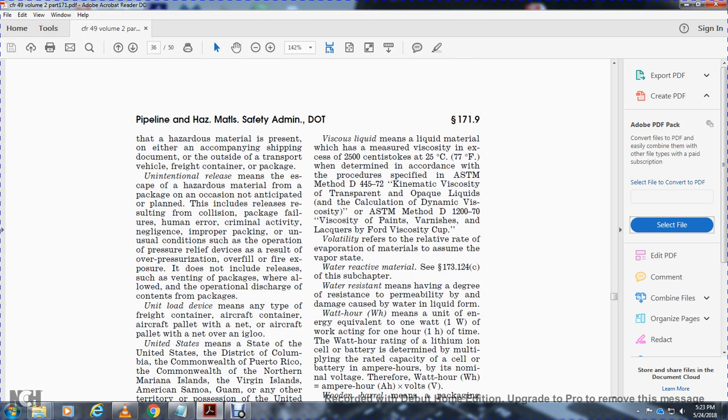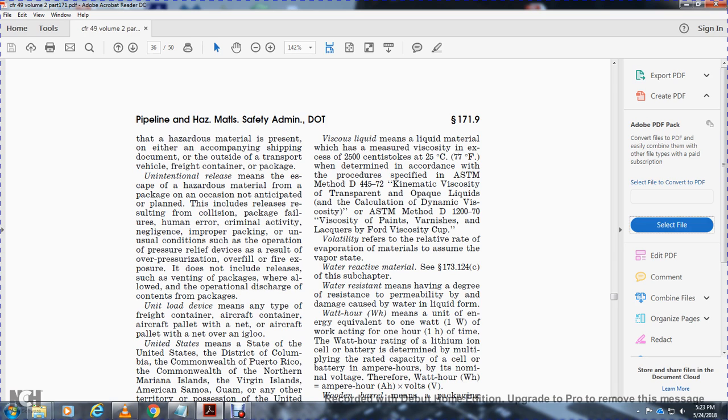Unintentional release. Unintentional release means the escape of a hazardous material from a package, or from a non-anticipated occasion or plan, including a release as a result of a collision, package failure, human error, criminal activity, improper packaging, or unusual conditions such as the operation of pressure release devices as a result of overpressurization, overfilling, or fire exposure. It does not include a release from a vent where allowed, or other operational discharge of the contents from the package.